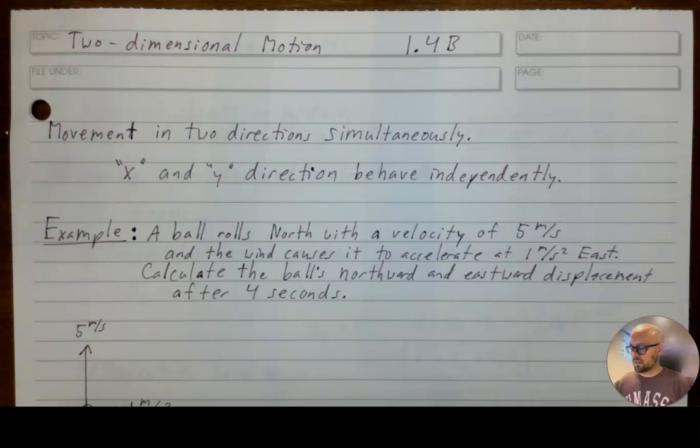And so two-dimensional motion is just any object that's moving in more than one direction at a time. This is essentially meaning any object that is moving at an angle with respect to whatever axes we have set up, typically up and down and left and right.